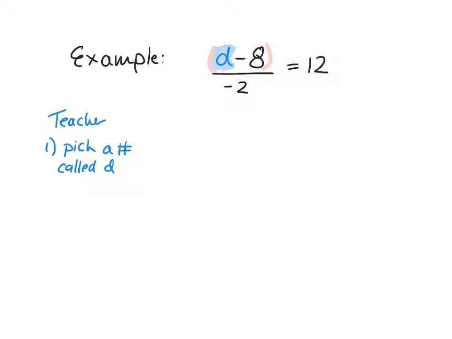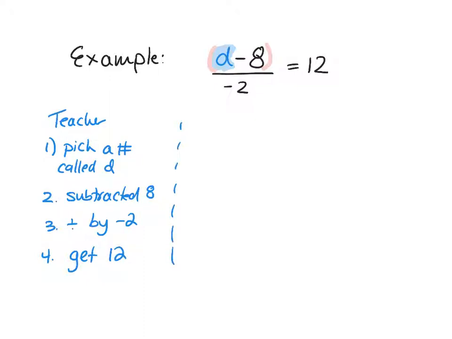So it looks like the first thing they did, because that D minus 8 should really be in parentheses, is it looks like they subtracted 8. After they subtracted 8, I can clearly see they divided it by -2. After they performed those steps, they got the number 12. So as a student, what would I have to do? Well, I would have to start with the number 12 after an equal sign. So we have that there already.